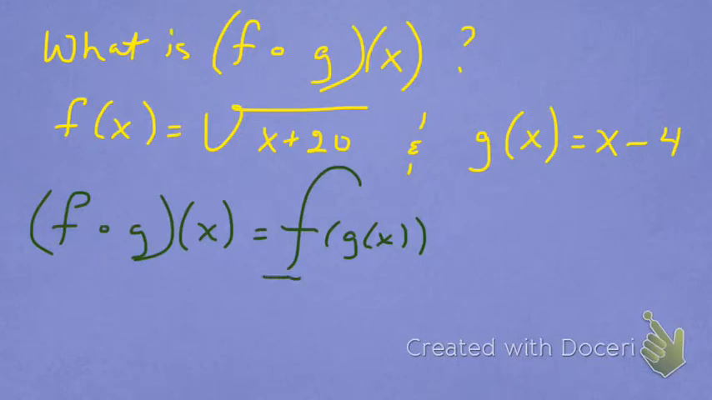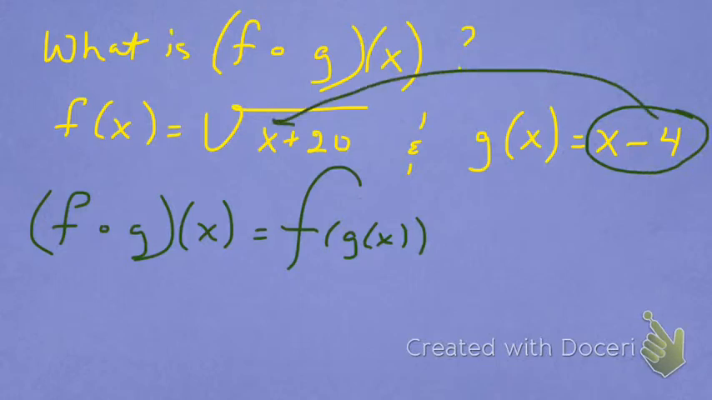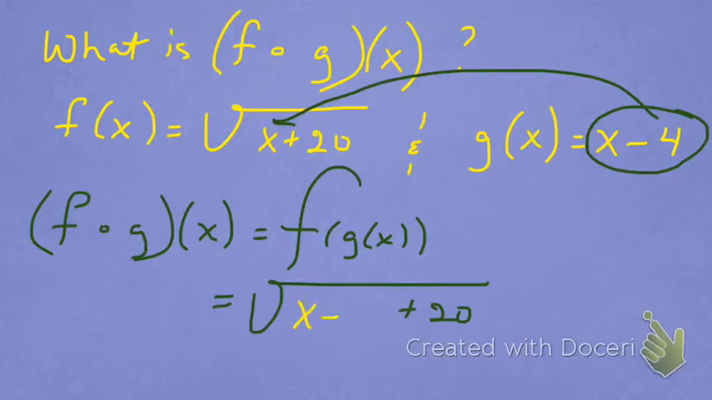Notice how big and scary f is. Let's grab g of x and toss it into f, wherever you see that x. F is defined to be the square root of whatever, plus 20. Well, in place of whatever, we put that x minus 4.